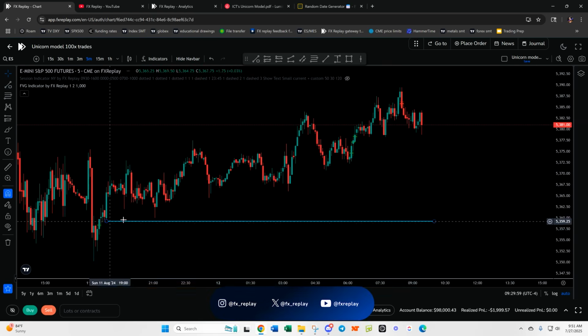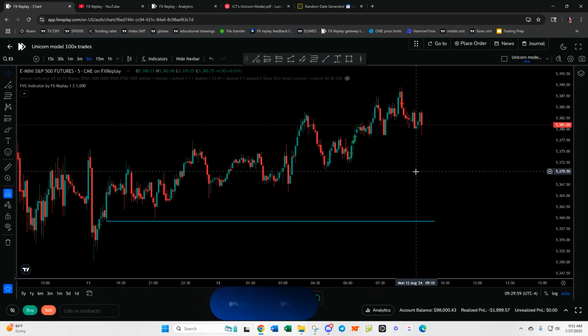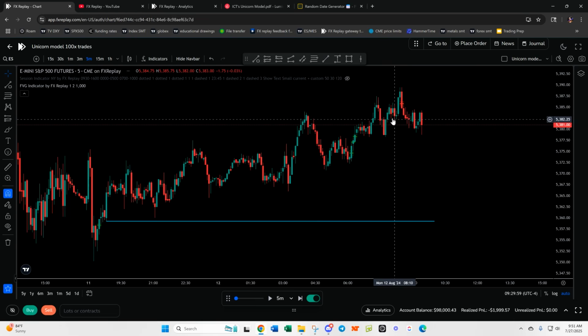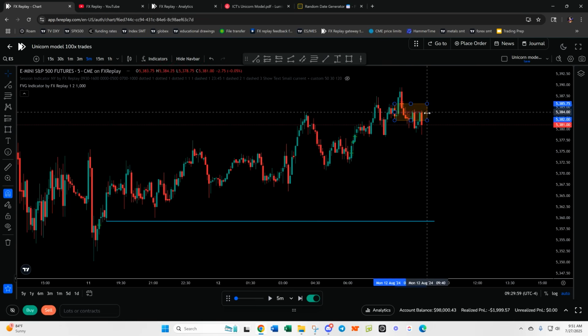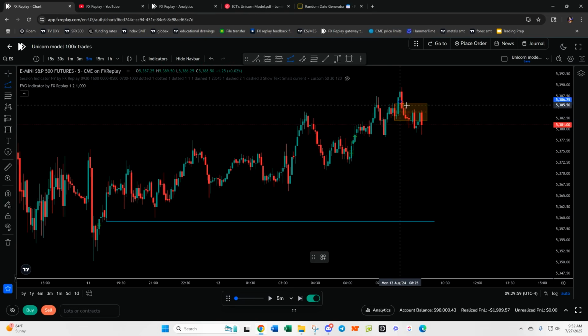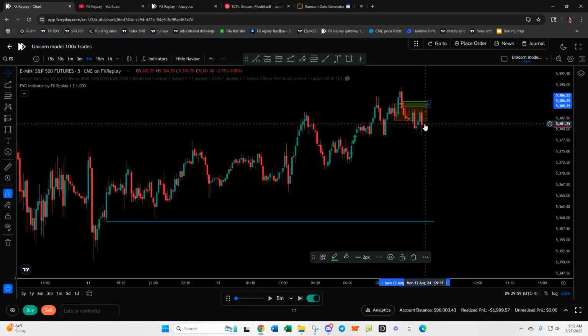These lows are pretty close to each other, so maybe this is a good draw on liquidity for shorts. As we come into New York Open, let's see if we have the unicorn model in play. We have a breaker here that's the last red candle before we closed below, and there was also a fair value gap overlapping it. So we do have the unicorn model in place.